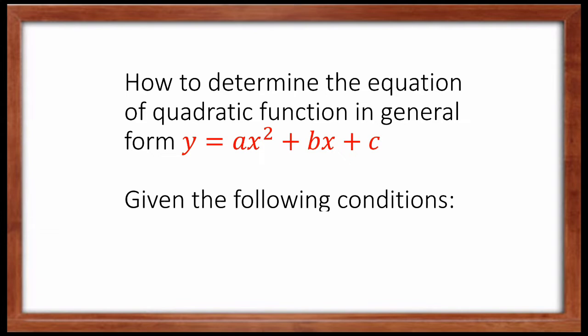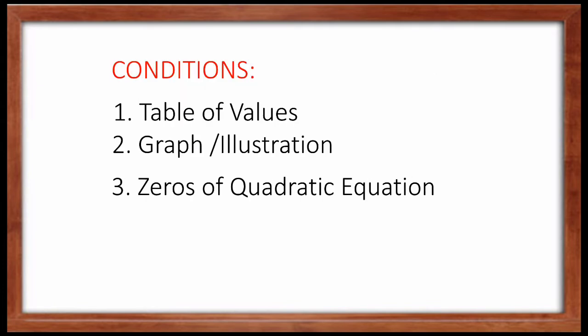Okay, class. The question is how to determine the equation of a quadratic function in general form y equals ax squared plus bx plus c, given the following conditions. The given conditions: number 1, table of values; number 2, graph and illustration; number 3, zeros of the quadratic equation.